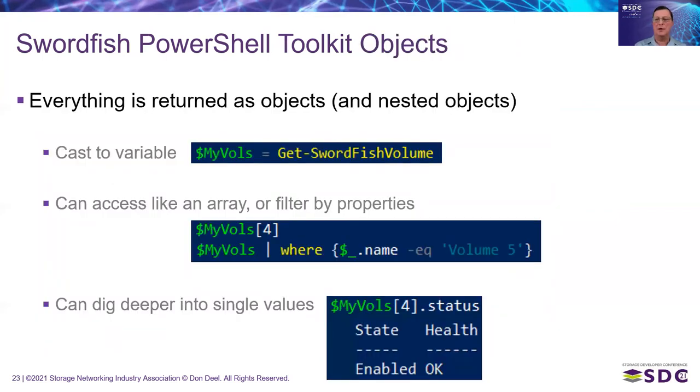One of the attractions for working with PowerShell is that everything is returned as objects, and those objects can contain nested objects. Objects can be cast to a variable, like $myvols being set to the result of the commandlet get-swordfish-volume. You can then access things within $myvols, like an array, or by piping $myvols through a filter. You can also dig deeper into single values. $myvols4.status is shown here with state enabled and health okay.